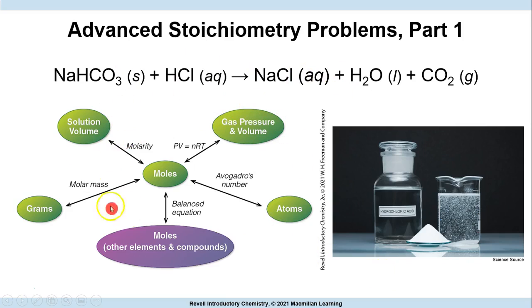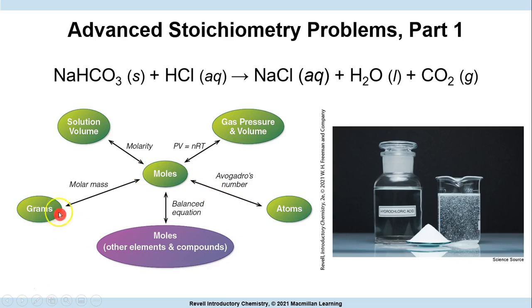Now, looking at this map here, we can move from any direction to any direction. If we have grams of compound A and we have to move to moles, we are going to use the molar mass. If we have the grams of compound A and we have to move to moles of other elements, we are going to convert from grams to moles of A, then use the balanced equation to convert to moles of other compounds. If we have the grams of A and we have to move to atoms of A, we are going to convert from grams to moles using the molar mass, then we are going to use Avogadro's number to convert to atoms.